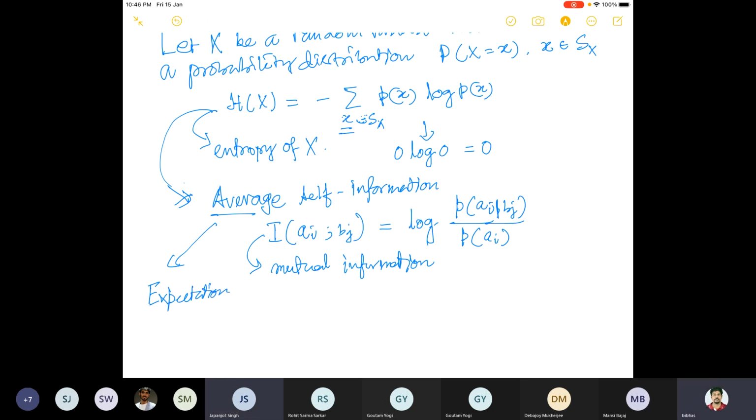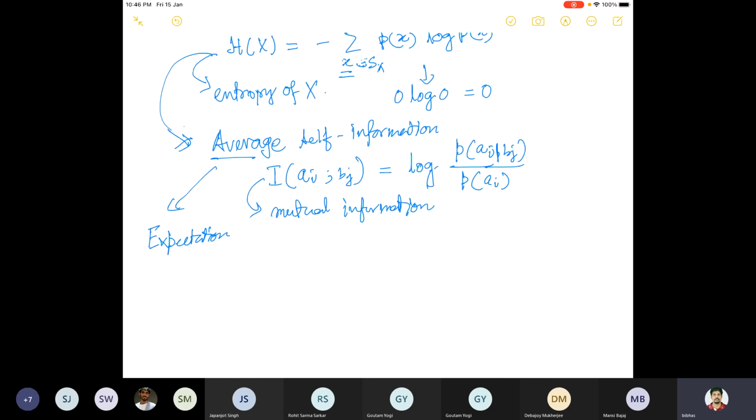What is the difference between average and expectation? How do you do average? If you have some quantities, let's say A1, A2, ..., AN, some values, how do you take the average? We take the sum and divide by the total number of elements. So the average of this is A1 plus A2 plus dot dot dot plus AN, divided by N.